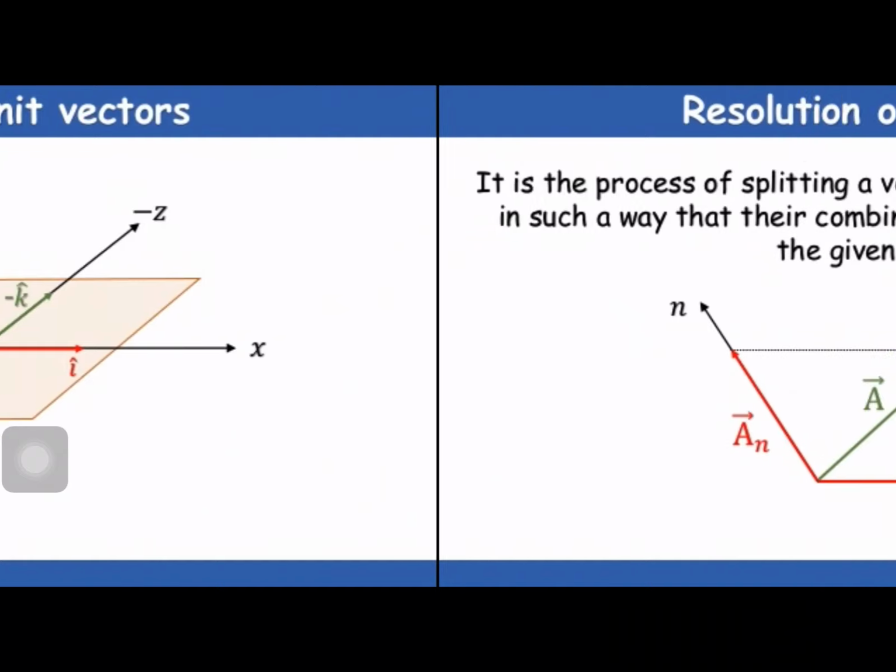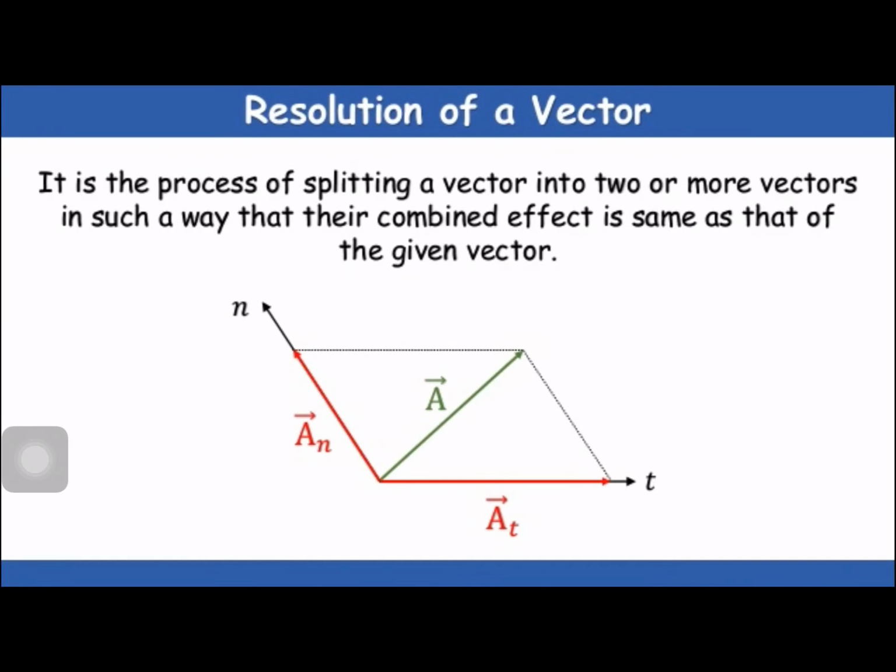Clear? And then next one, resolution of vector. If the vector is split into two parts, for example, A vector is split into two vectors, one is AT vector, another is AN vector. AT is a vector along the direction of T, AN vector is along the direction of N. So we can explain this as a process of splitting a vector into two or more vectors in such a way that their combined effect is the same as that of the given vector.